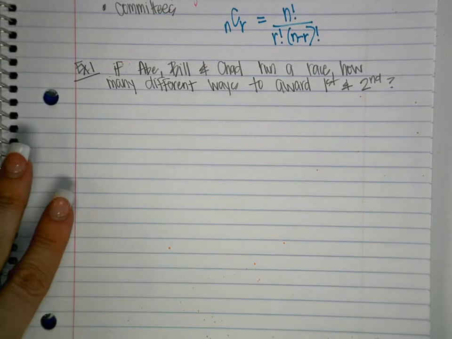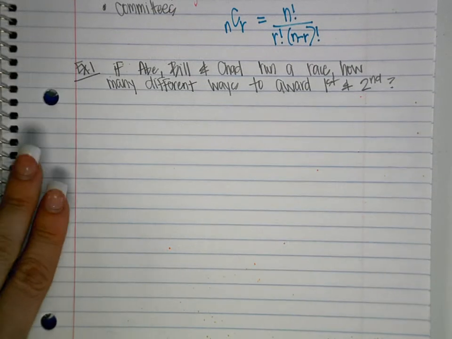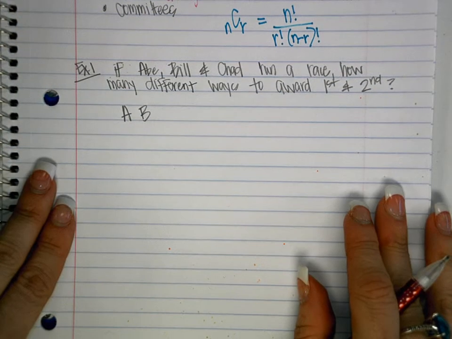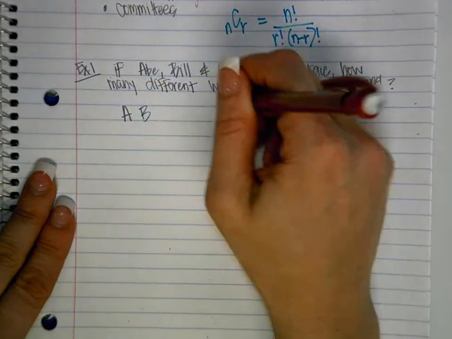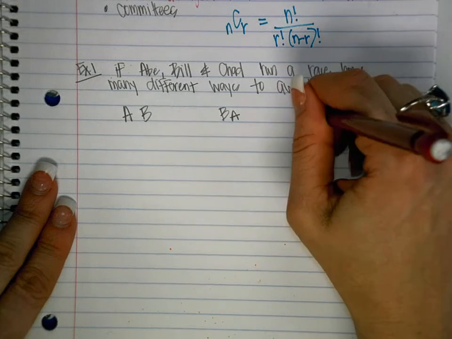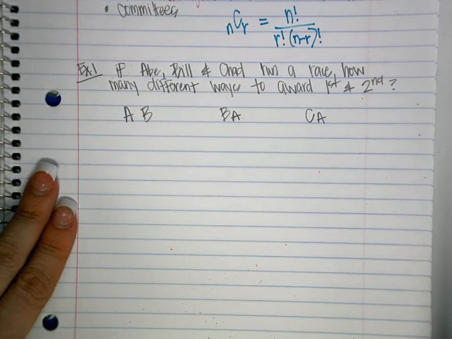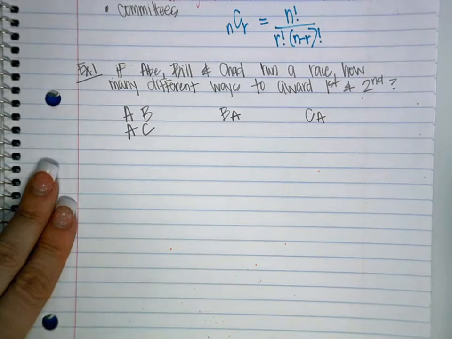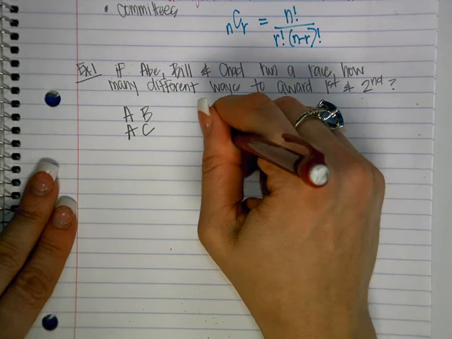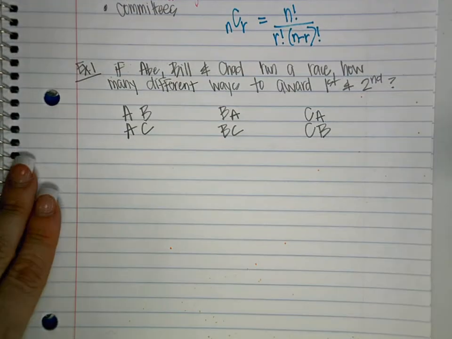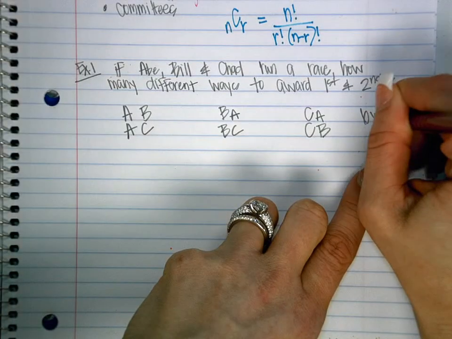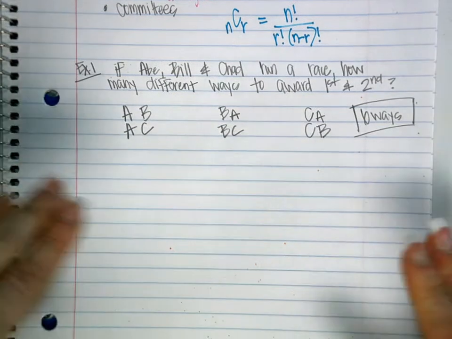So let's write down the different ways that they could finish. It could be that Abe finishes first and then Bill. How else could they finish? Bill and then Abe. Chad and Abe. Abe and Chad. Any other ways? Chad then Bill. Bill then Chad. Any other ways? No? Okay, so there's 6 different ways that they could finish. Do we all agree?